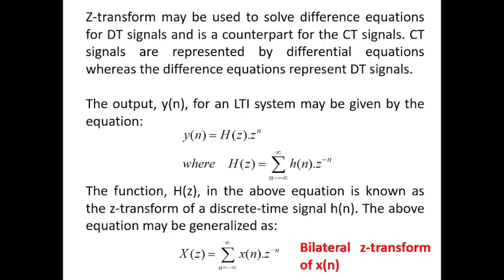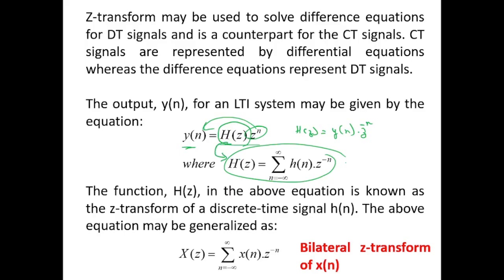Okay. Now coming to the Z transform. This is the equation for the Z transform. Y of n equals H of z times z to the power n. Now H of z should equal y of n multiplied by z to the power minus n. H of z, we talked about that it is a polynomial. Because n is varying, H of z is the summation of n equals minus infinity to infinity of h of n z to the power minus n.